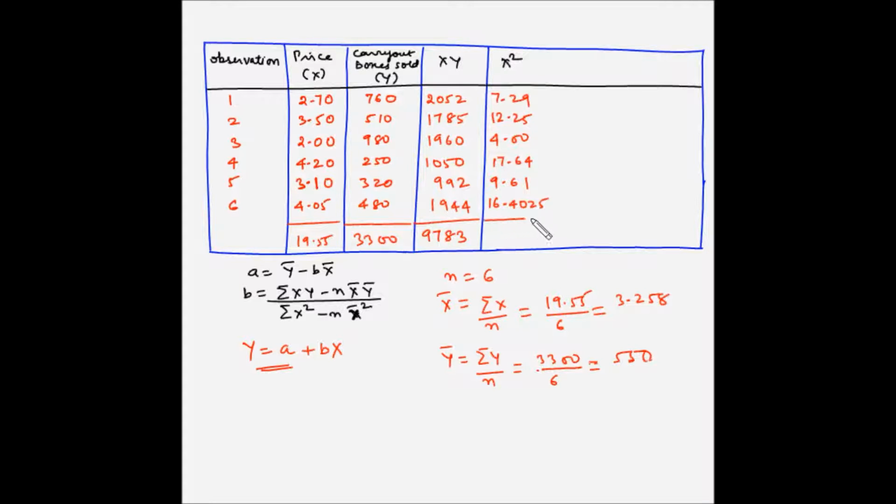So let's take the sum of all of these. So the total comes out to be 67.1925. So now we have all these values. Now let's plug these values into this formula to find the value of b.